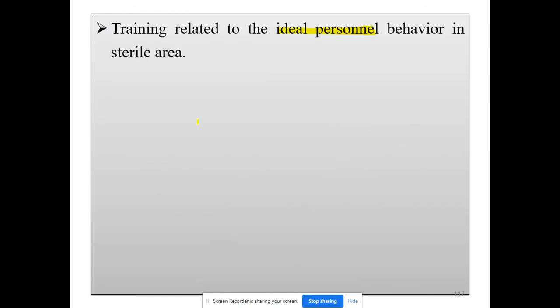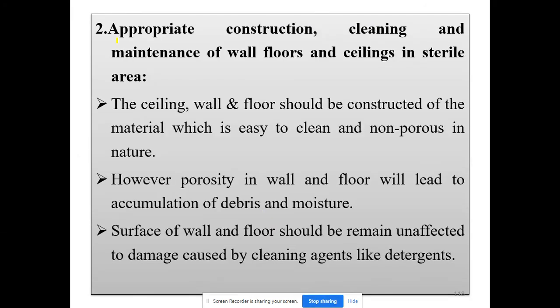So these are the different protocols which we have to follow while providing a training program to the employees or to the persons who are working in the sterile area. Okay, student. Now the second measure, that second measure I will start in the next lecture. This is the second measure for the maintenance of sterile area.